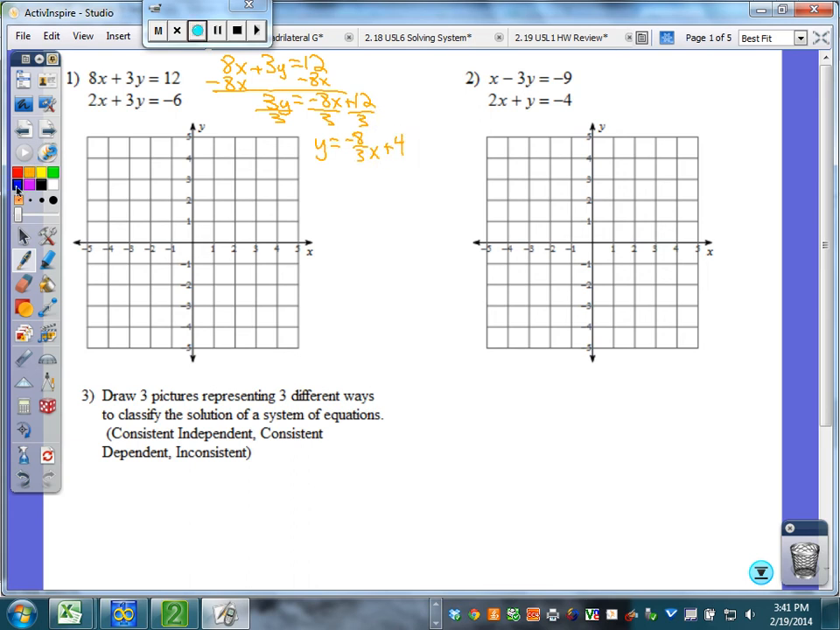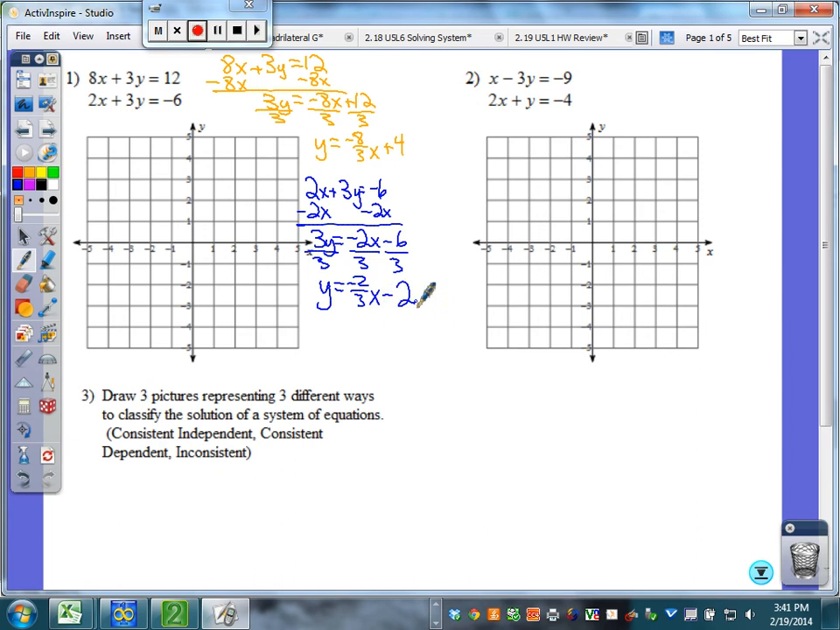All right, we'll take the next one. We have 2x plus 3y equals negative 6. In this case, we're going to go ahead and subtract the 2x from both sides. So we're left with 3y equals negative 2x minus 6. Divide by 3. And so we're left with y equals negative 2/3 x minus 2.